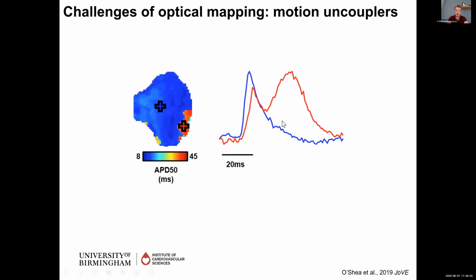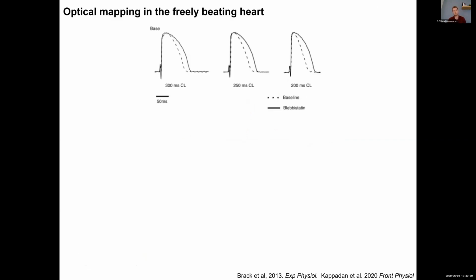You can see on the right then what this does to the recorded action potentials. Instead of getting the nice monophasic repolarization, as you might expect from a mouse atrium, you get this second hump. And this is not physiological behavior. The fact that the tissue in this part of the heart is moving distorts our recorded signal, so we can't effectively measure repolarization dynamics in this tissue.